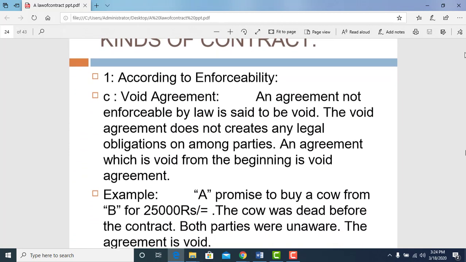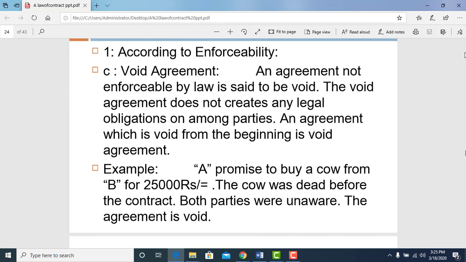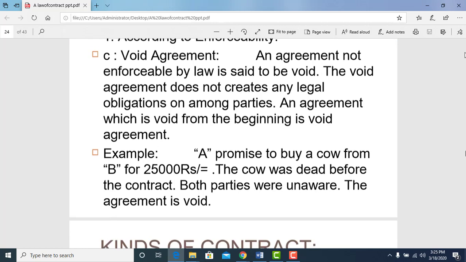According to enforceability, C is void agreement. An agreement not enforceable by law is said to be void. The void agreement does not create any legal obligations among parties. An agreement which is void from the beginning is a void agreement. A promises to buy a cow from B for 25,000 rupees. The cow was dead before the contract. Both parties were unaware. It was nature's hand because of which the cow died. So, the agreement is void.